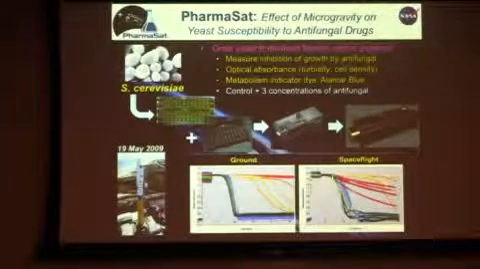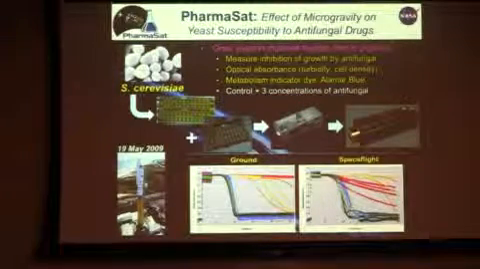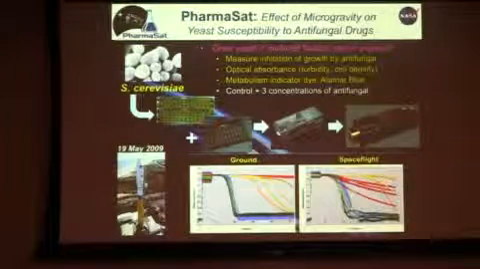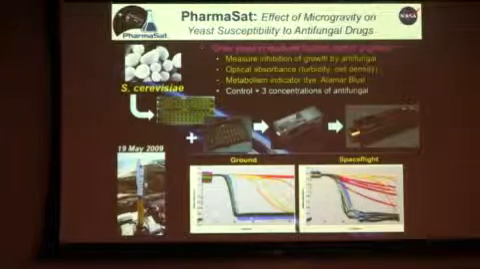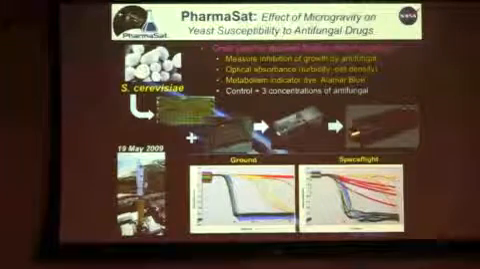So this is the experiment run on the ground. This is run in space. The color coding is for the different concentrations of the antifungal drug. So blue is a control. Green is the low concentration, and obviously the low looks a lot like the control.